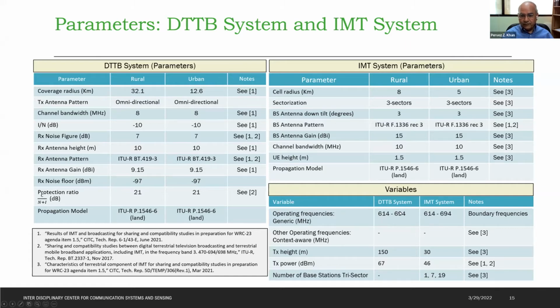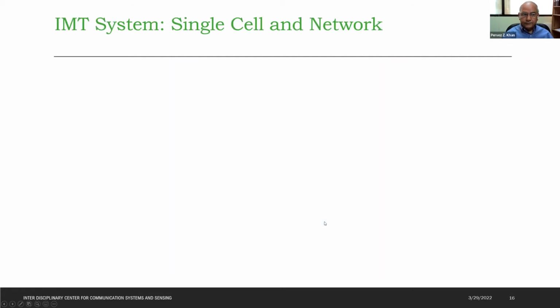And then transmitter height we will take as 150 meters for the DTB system, and 30 meters for the IMT system. Power we will consider 67 dBm, and for the IMT system 46 dBm. For the number of base stations in the IMT network, we'll consider one single cell, we can consider 7 transmitters, and we can consider 19 transmitters. And I'll show you all the outcomes.